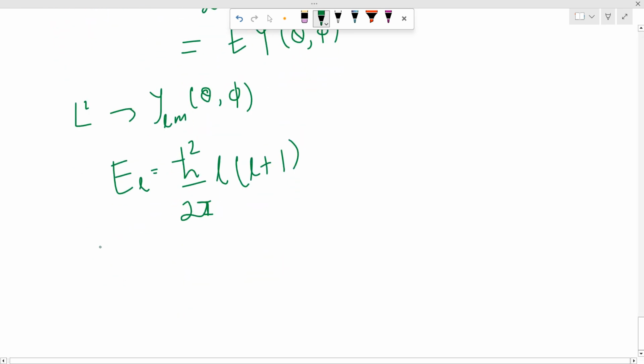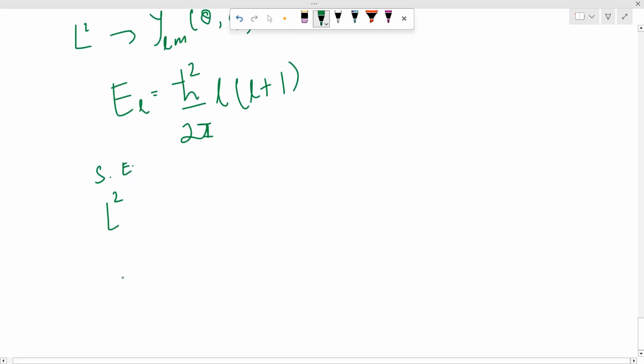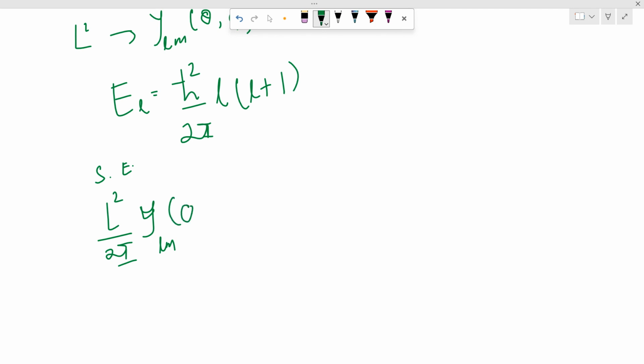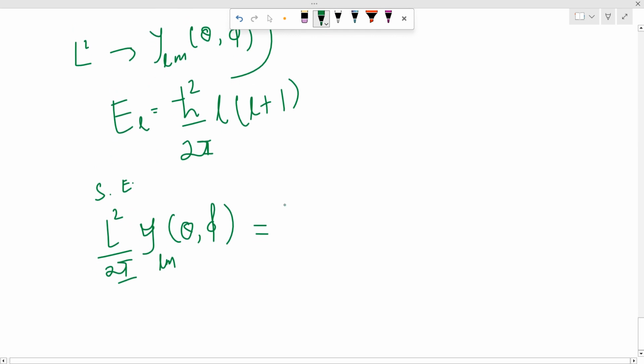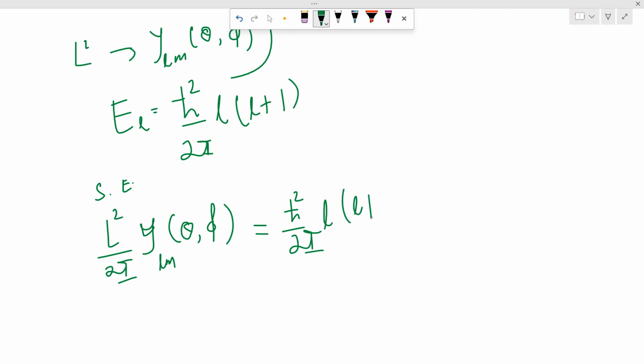So the Schrodinger equation now becomes, if I put this value in place of energy, L square by 2I Y l m theta phi is equal to E Y l m. H Y l m is equal to h cut square by 2I, l into l plus 1, Y l m theta phi.